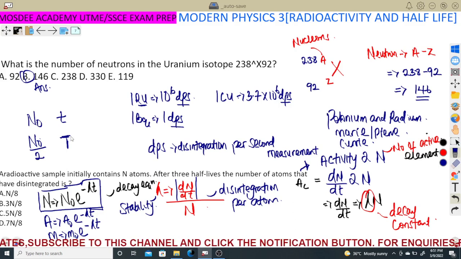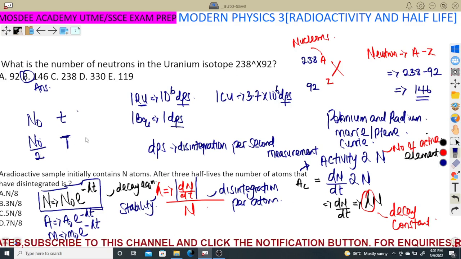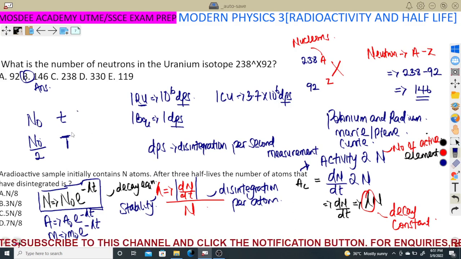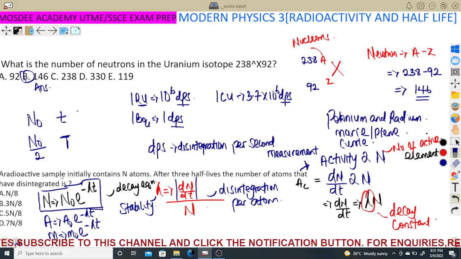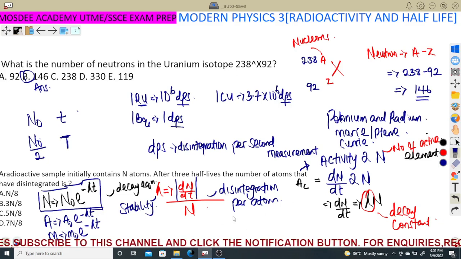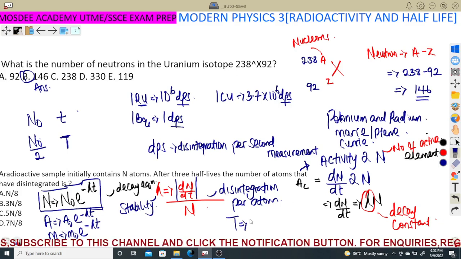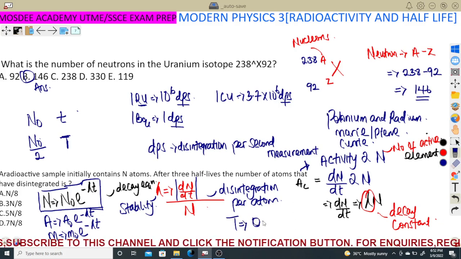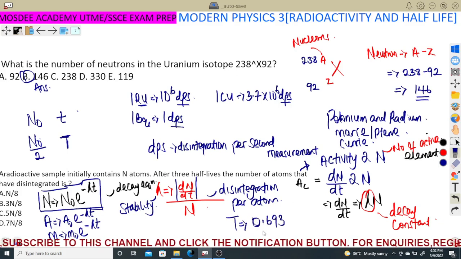At that time, it is no more called time, it is now called the half-life of that substance. Do you understand? So by that, if I integrate both sides again, which I've done on my channel, we are now going to get that capital letter T is now equal to natural log of 2, which is 0.693 over the decay constant.